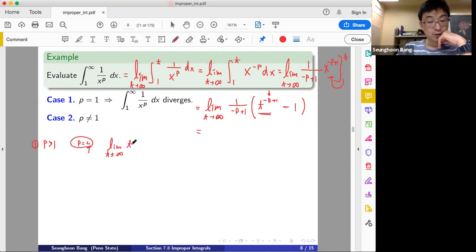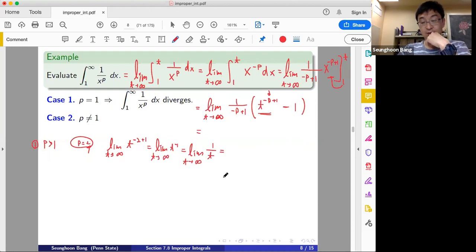So t to the negative, the p is 2. You plug 2 into p: negative 2 plus 1. We have the limit as t approaches positive infinity of t to the minus 1. So what's that? The limit as t approaches positive infinity of 1 over t. What's the limit of 1 over t? Yes, going to 0. You're right.